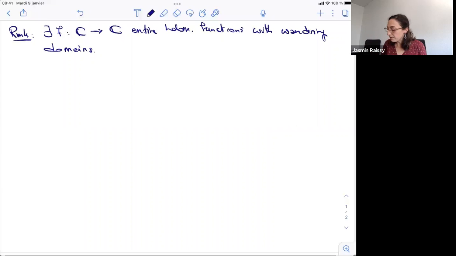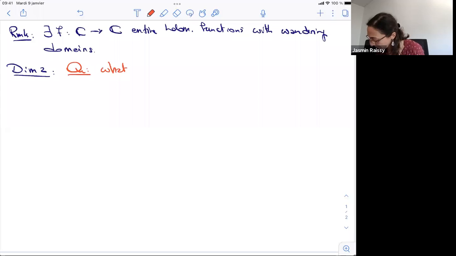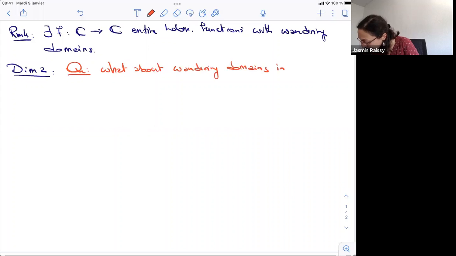And now whenever you go up in dimension, let's say that we're not too brave and we just go to dimension 2, which is still a lot. So we go to dimension 2 and you ask, what about wandering domains? So Fatou components with an infinite orbit, wandering domains here, in C2, or P2 of C.